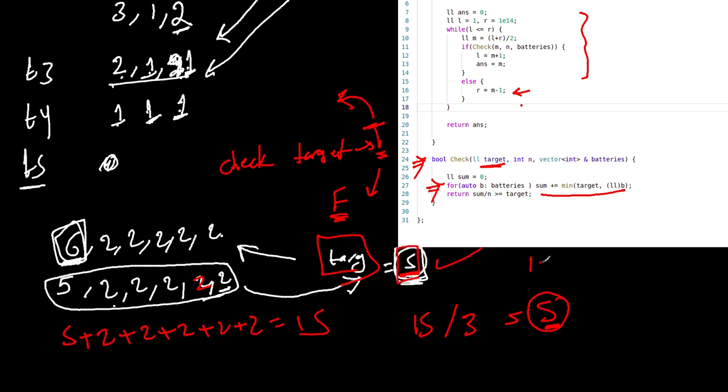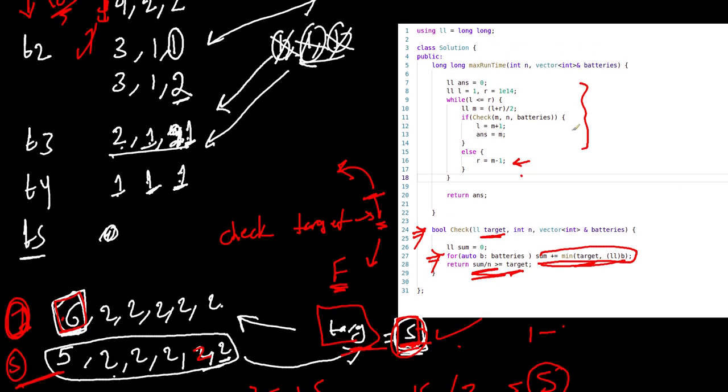So simply we have two steps. We clip all the values greater than the target to the target itself. So if we have 7 here and we are looking for 5, we also set it to 5, because it's impossible to use all of this battery's value for more than 5 minutes. After clipping, we accumulate the values and check this condition: if the sum divided by n is greater than or equal to the target.